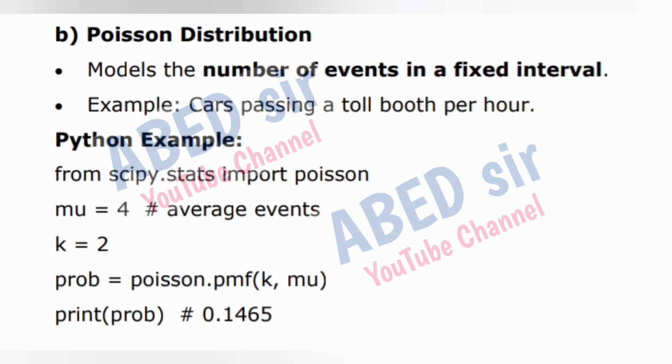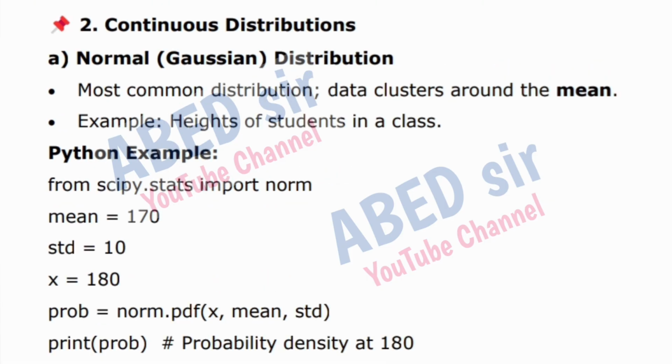B. Poisson distribution. Models the number of events in a fixed interval. Example: cars passing a toll booth per hour. Python example. from scipy.stats import poisson. mu = 4 # average events. k = 2. prob = poisson.pmf(k, mu). print(prob) # 0.1465.